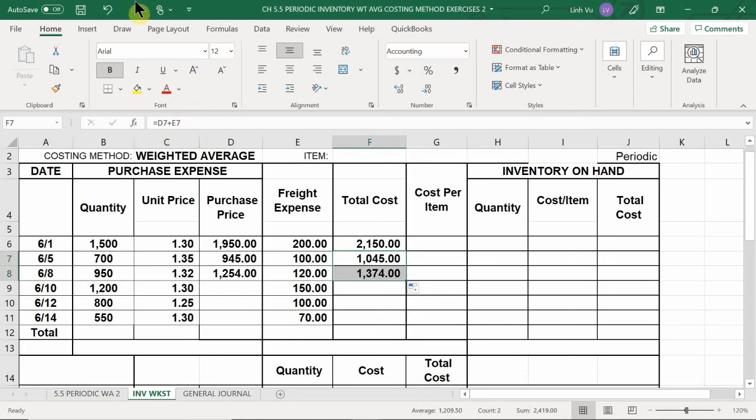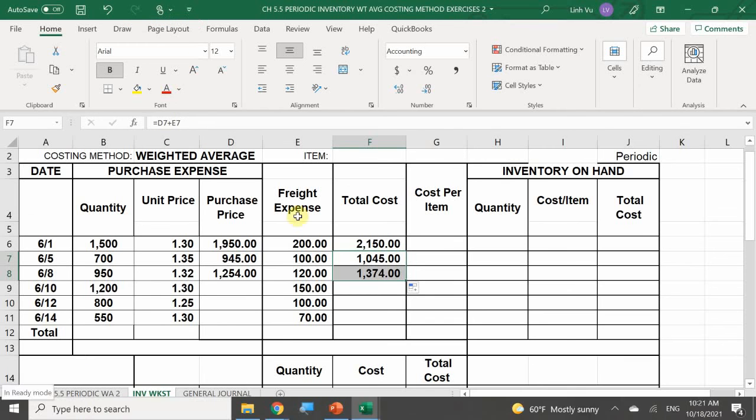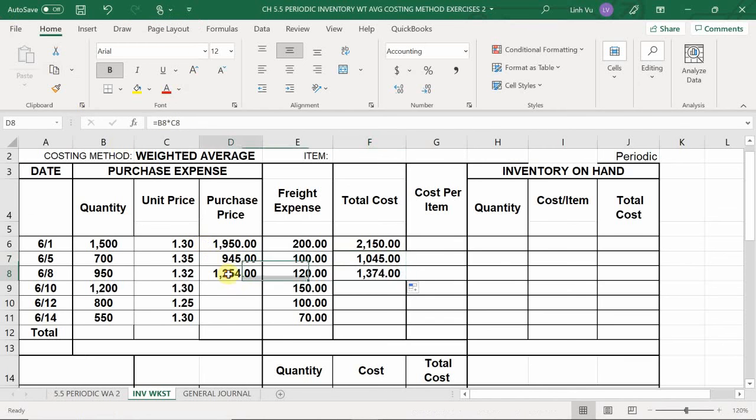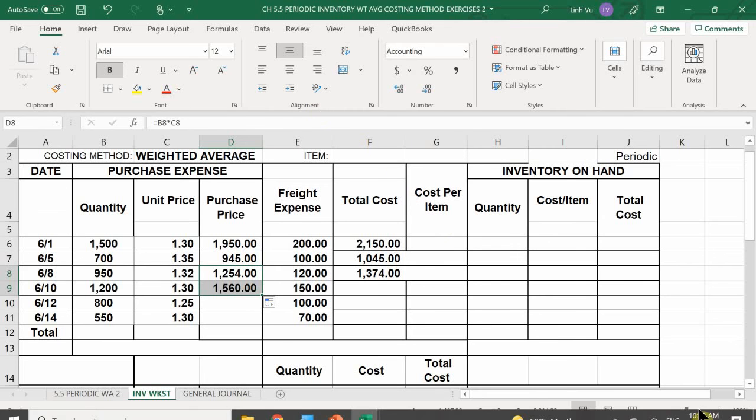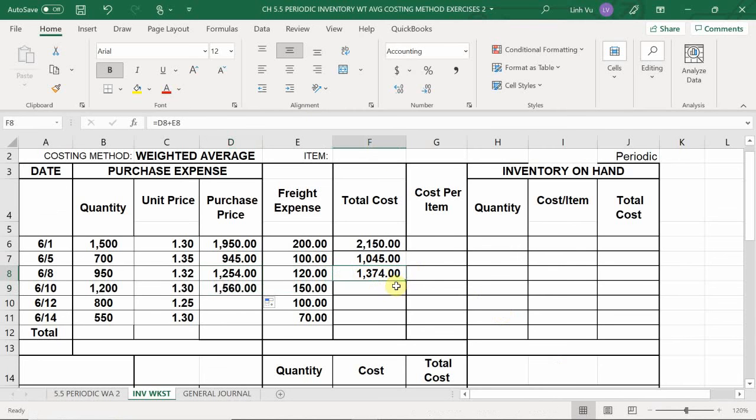Then on June 10, I purchased 1,200 units at $1.30. So in this case, my purchase price is $1,560, plus an additional $150 freight to give me a total cost of $1,710. Good. Last two here, okay?